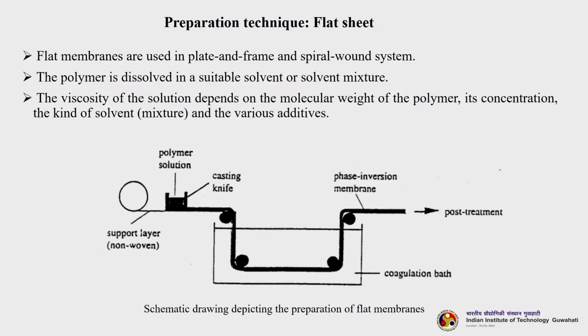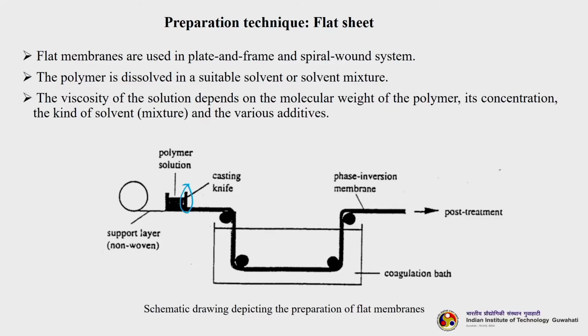Let us see how the flat sheet membrane can be prepared. Flat membranes are used in plate and frame and spiral wound systems, which we discussed when we covered membrane modules. The polymer is dissolved in a suitable solvent or solvent mixture. The viscosity of the solution depends on the molecular weight of the polymer, its concentration, the kind of solvent and the various additives. The polymer solution is poured on a conveyor belt arrangement, again mostly the same type of arrangement, with conveyors usually having stainless steel belts. Then we have a casting knife, where the height of the knife determines the thickness of the membrane, and then it goes through a coagulation bath.